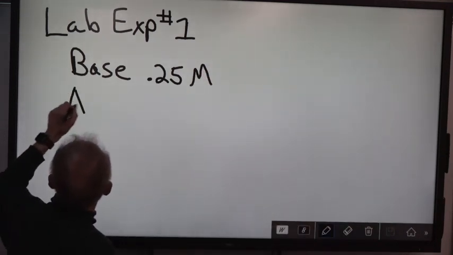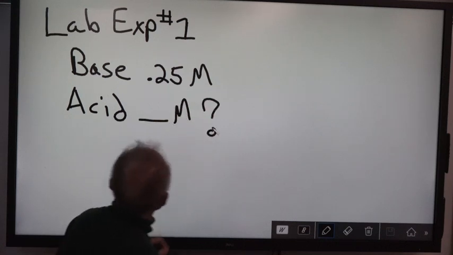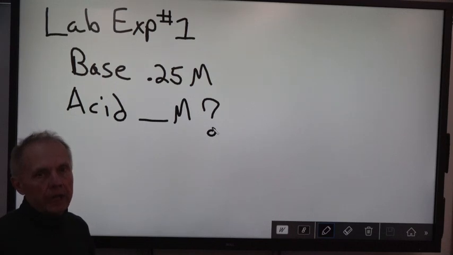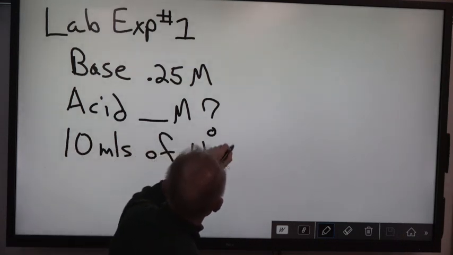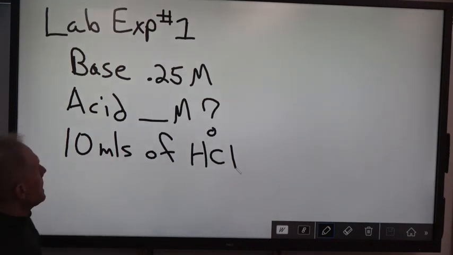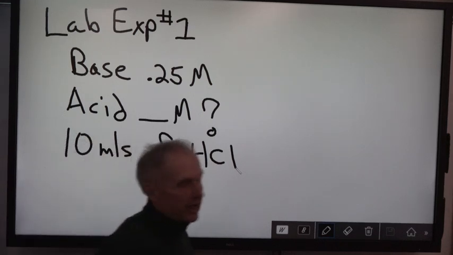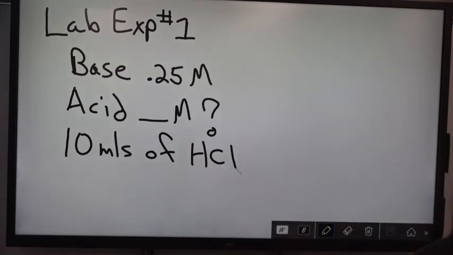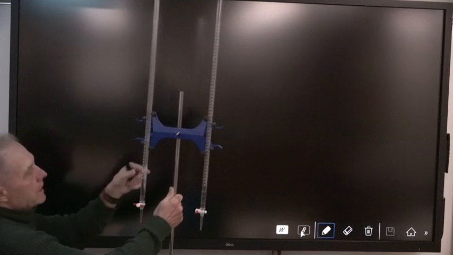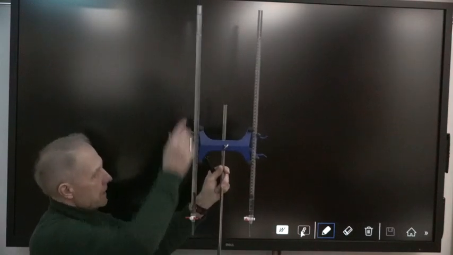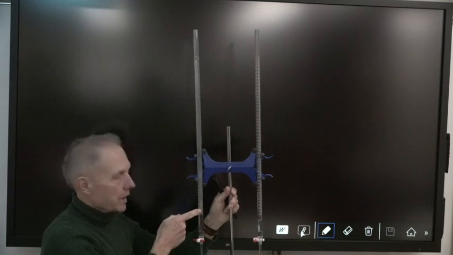We have an acid that's an unknown molarity. We are going to use 10 mils of HCl of an unknown molarity. We know our base is 0.25. So what we are going to do is this. Maybe you'll be able to see this better. This right here is called a burette. This is filled with 0.25 molar base.